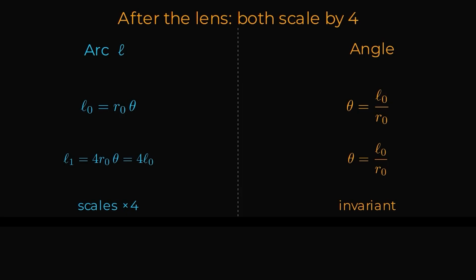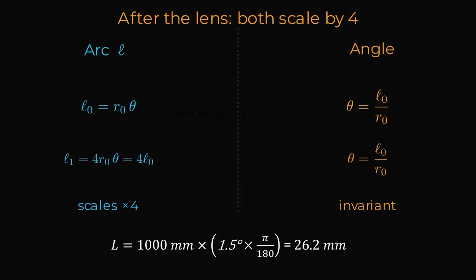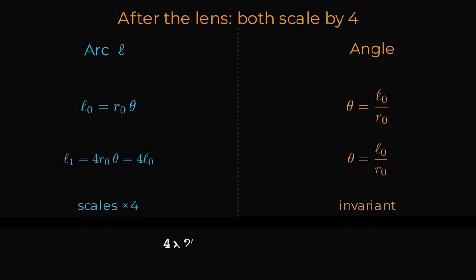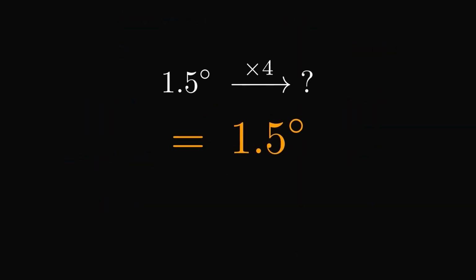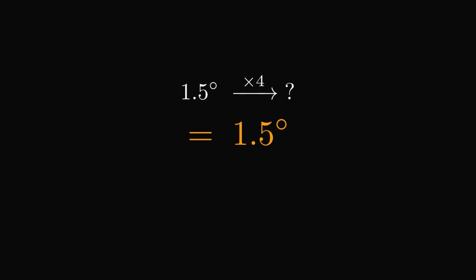This is what it means for a quantity to be defined as a ratio. Arc for 1.5 degrees at 1000 millimeters is 26.2 millimeters. After the lens, 4 times 26.2 divided by 4 times 1000, times 180 over pi. Answer, 1.5 degrees. Return to the question. 1.5 degrees through a 4 times lens, still 1.5 degrees.